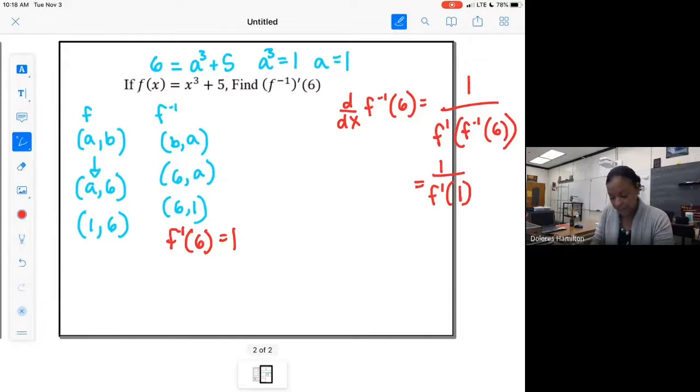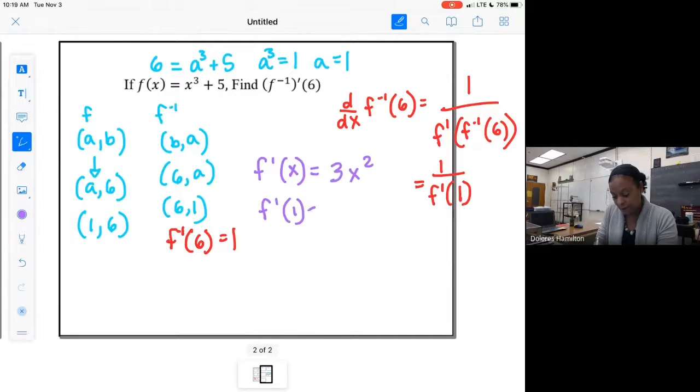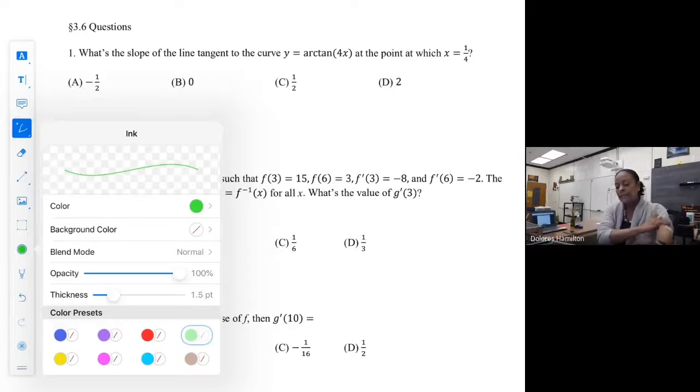That's a lot cleaner. So now it looks like the next thing we need to do is find out what f prime of 1 is, because I need its reciprocal. So f prime of x looks like it would be 3x squared. So f prime of 1 looks to be 3. So our answer here is 1/3.